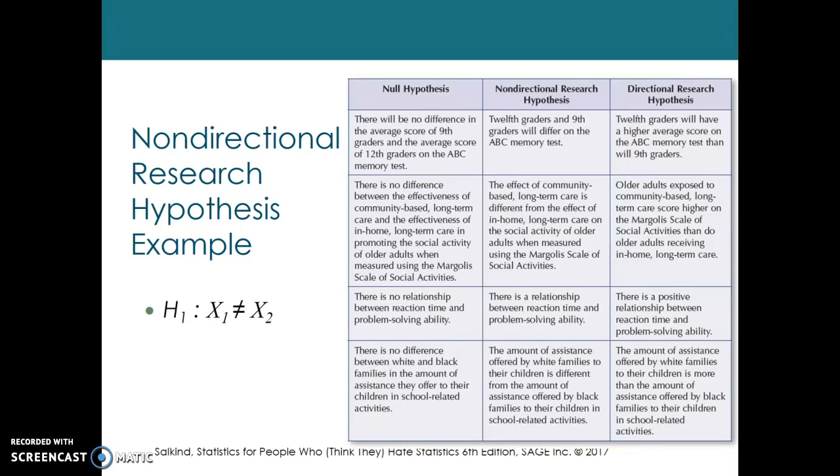Here's some examples of a null hypothesis, and I'm just going to look at the non-directional for now. So the null hypothesis: there will be no difference in the average score of 9th graders and the average score of 12th graders on the ABC memory test. Non-directional: 12th graders and 9th graders will differ on the ABC memory test. And I'll talk a little bit about directional. Okay, so these are some examples. I'm not going to read through all of them. And this is how a research hypothesis is written. It's usually H1. If I had a second one, it would be H2 and H3 and so forth. And all this is saying is that the mean of 1 is not equal to the mean of 2.